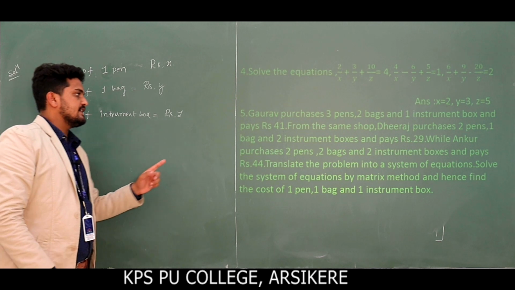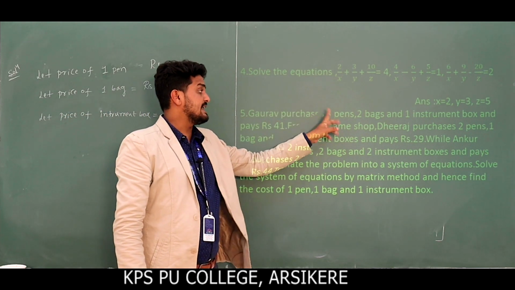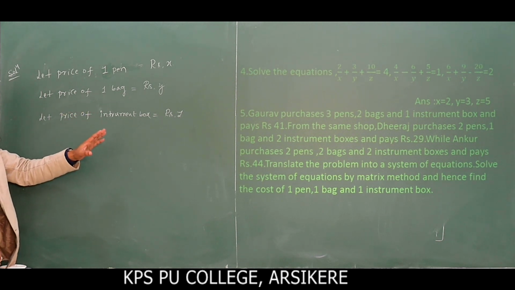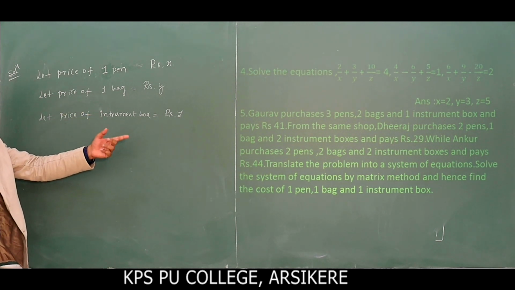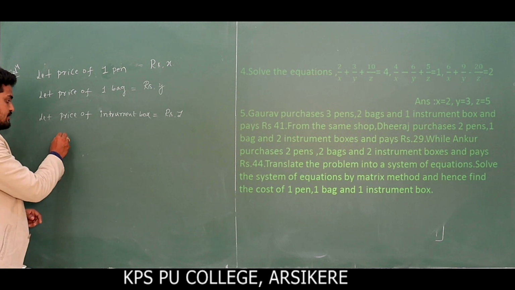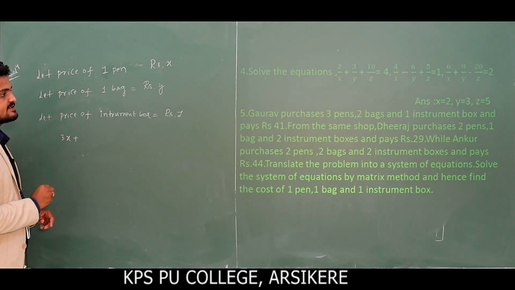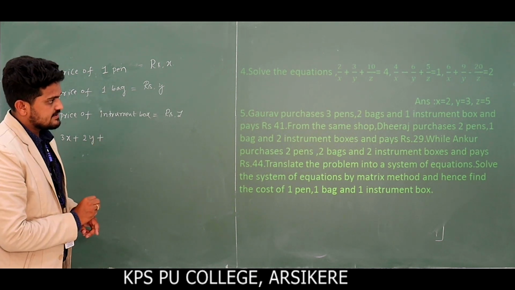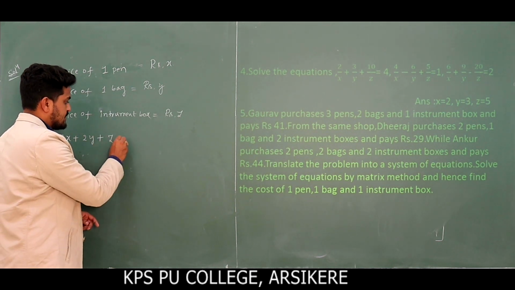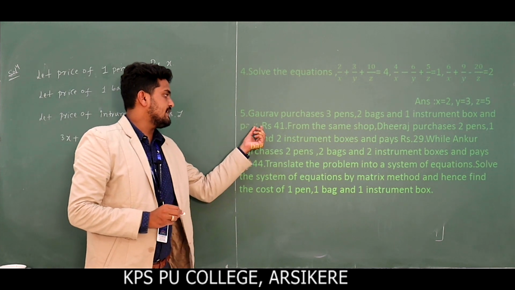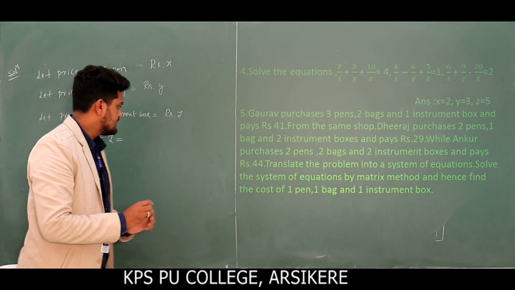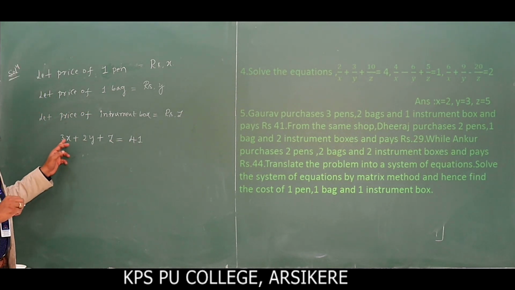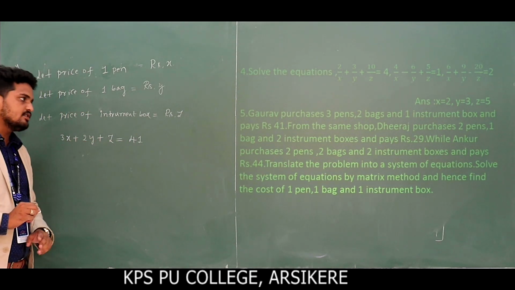Here the first one, Gaurav purchases 3 pens. Pen is nothing but x. So the given data can be written in terms of linear equations: 3 into x plus 2 into y plus z. The total amount he pays is rupees 41. So this is the first equation: 3x plus 2y plus z is equal to 41.